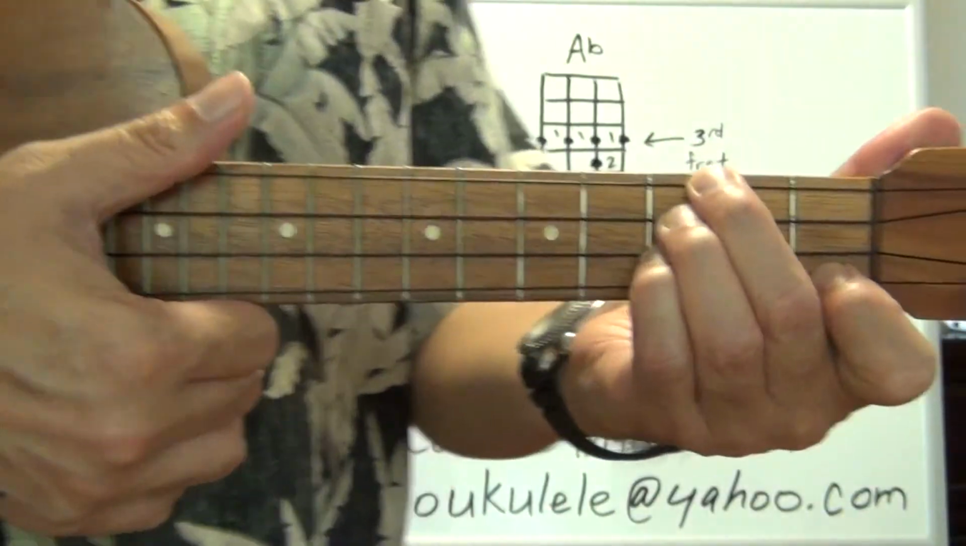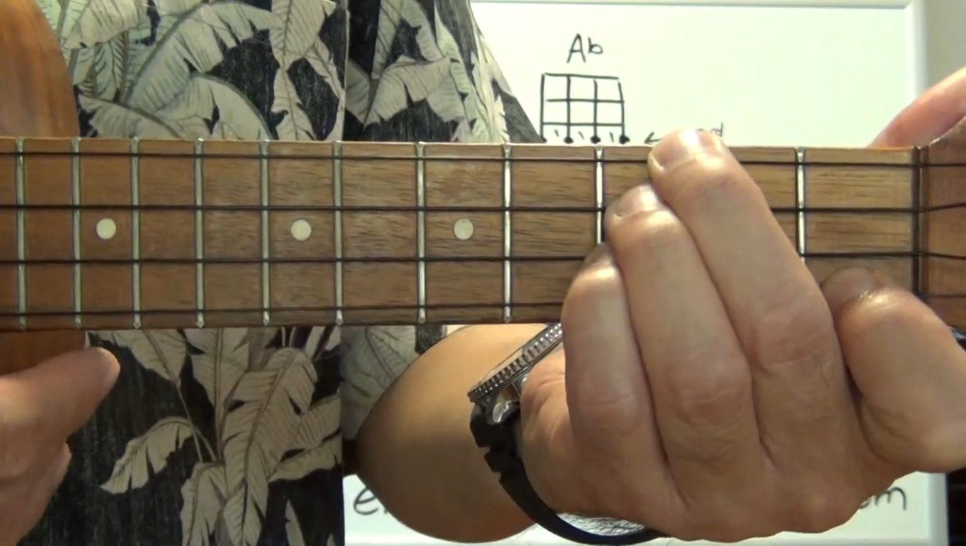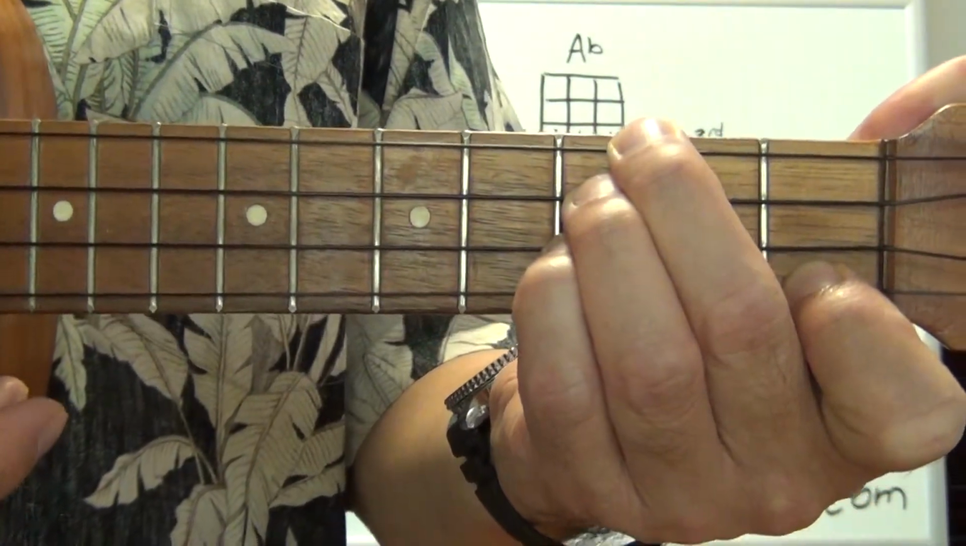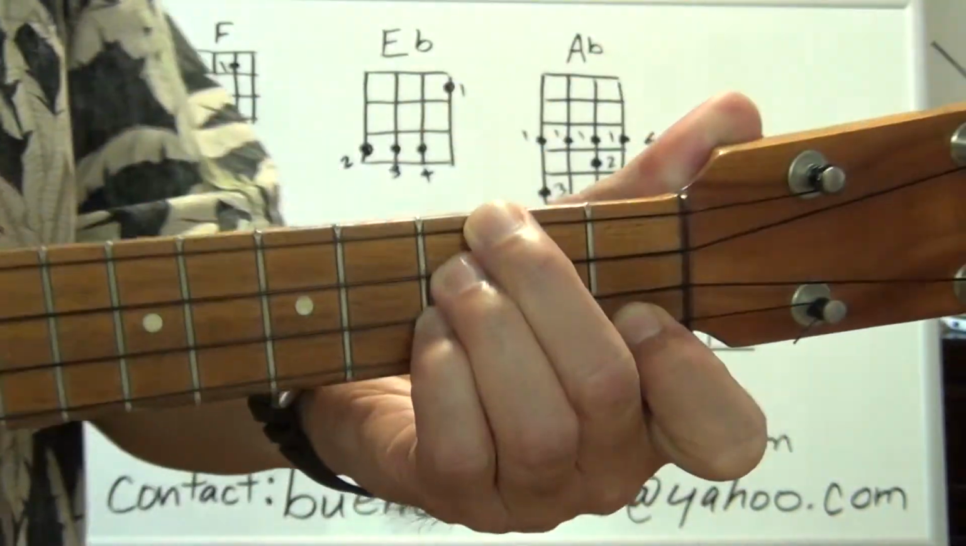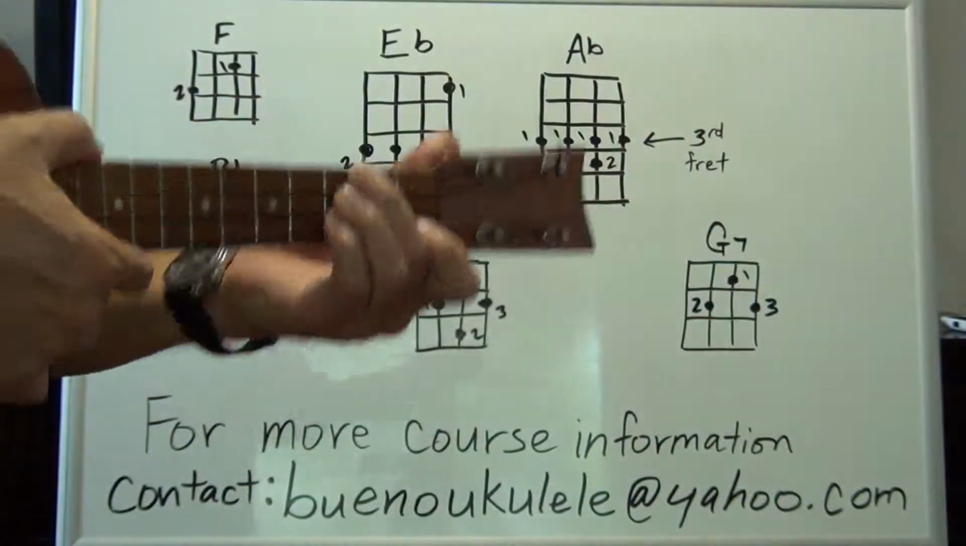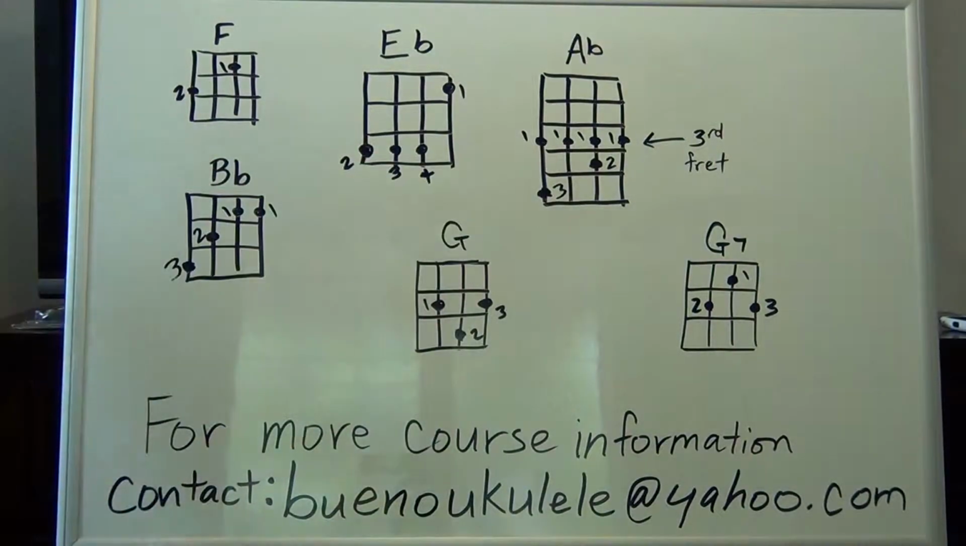Open your eyes, you should be on that E flat chord. Strum once, E flat chord. Okay, it should sound like that. Now, we're going to move to the A flat chord.